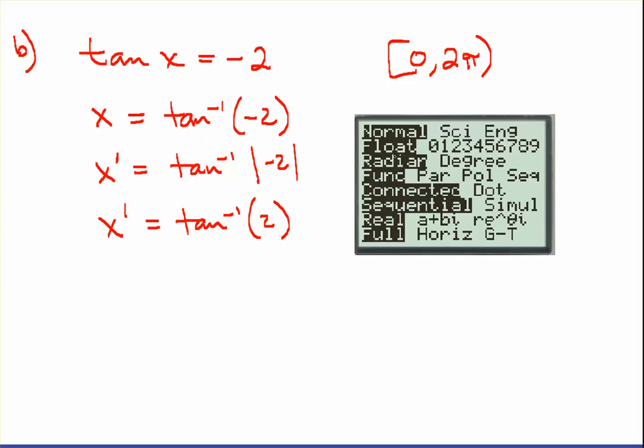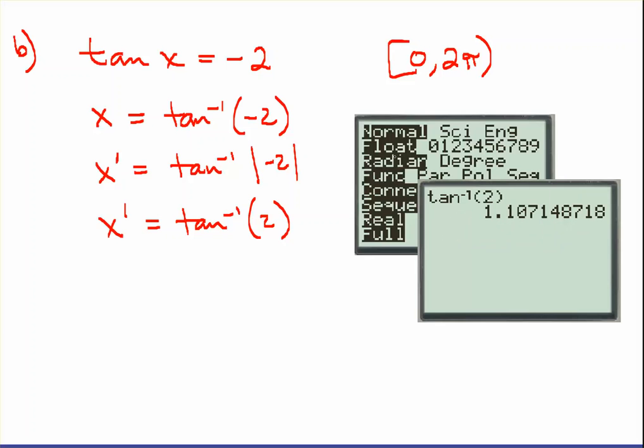1.107 or something like that. Awesome. Four decimal places. This is what we found. We found in quadrant 1, tangent inverse of 2 is 1.1071. Got a little problem because that's not our angle answer, right? That is just the reference angle.